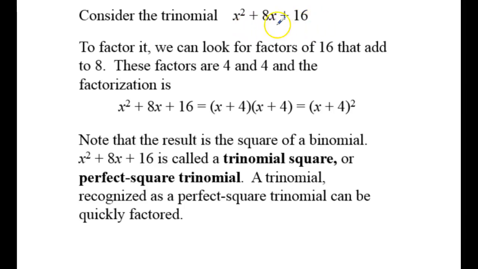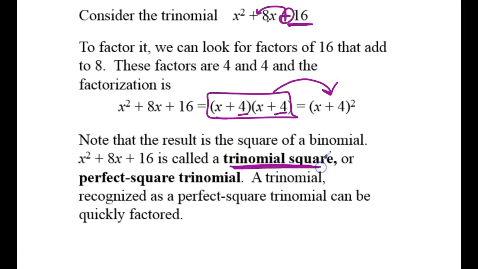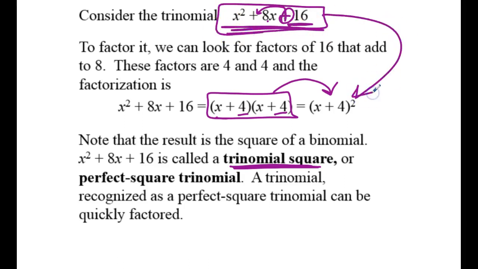We learned how to factor trinomials before by looking at factors of 16 that add up to 8. So we know that 4 and 4 are factors of 16 and they add up to 8. Signs are alike. They're both positive. But notice that even though this is the answer, we can simplify that, and it's called a trinomial square. So this is a perfect trinomial square because you can write it as a binomial square.